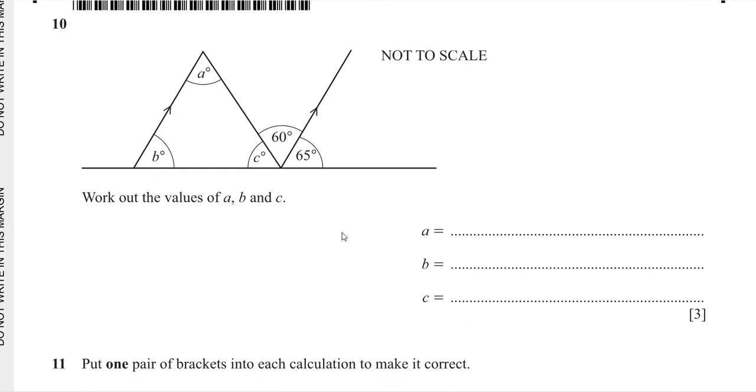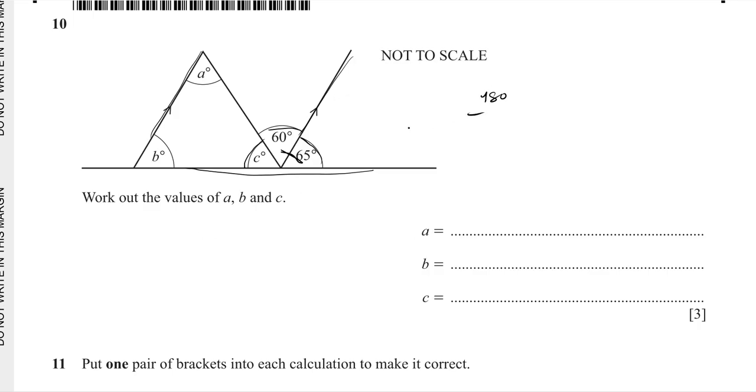Let's go to question number 10. In question number 10, we have to use the properties of parallel lines. If you will see, this line is parallel to this one. Work out the values of A, B, and C in the given shape. First, we're going to look at a straight line here. A straight line equals 180 degrees. Here we have been given this angle 65, this angle 60, and we have to find C. To find C, we have to subtract these two angles from 180.